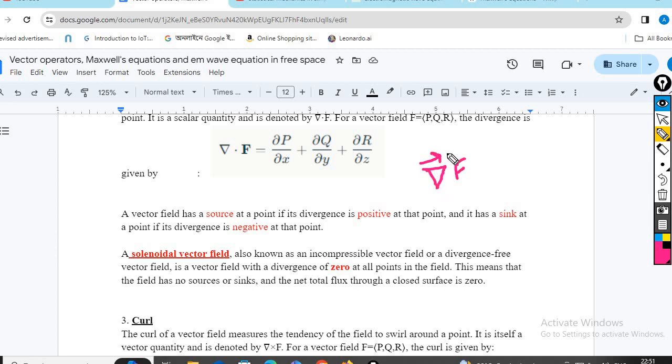So one can just simply write the divergence of the vector field. If this is equal to 0, then this is solenoidal. If it is greater than 0, this will be considered as a source. Greater than 0 means positive. If this is less than 0, then this will be considered as a sink, a collector.